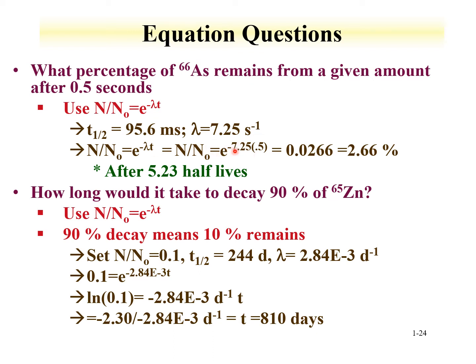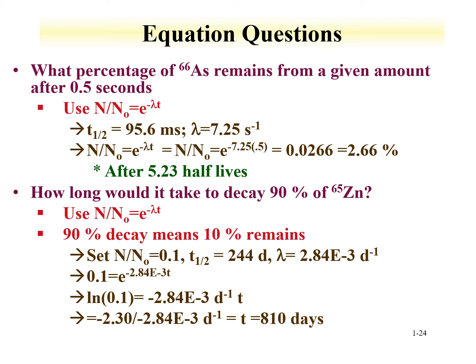E to the minus 7.25 times half a second is equal to 0.0266. A percentage is 2.66, and that's equal to that ratio. That's after a little over 5 half-lives. So that shows that if you wait a number of half-lives, the radiation decays away effectively. And nominally, as a rule of thumb, you use between 7 and 10 half-lives before an isotope fundamentally disappears.